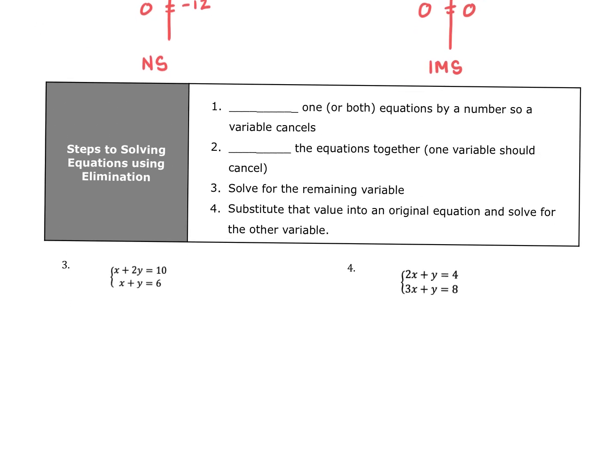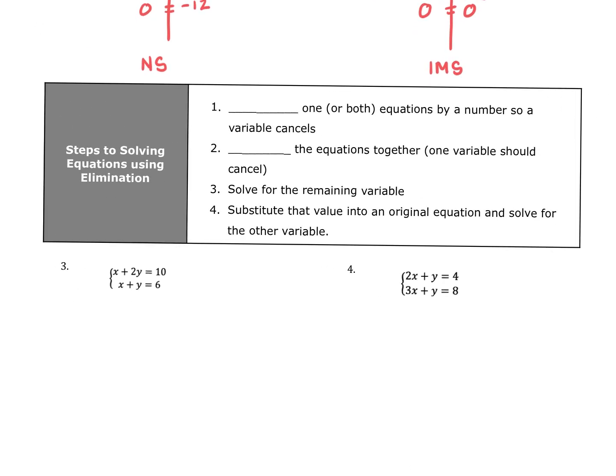Okay? So now we're going to work on steps to solving equations using elimination. The first thing you're going to do is multiply one or both equations by a number so a variable cancels. Just like we did before, you had one of yours that was positive and one that was negative, and they were the same number, so they just automatically canceled out. Today, we're going to work on how we can get them, if they're not the same, with a positive and a negative, to cancel them out.